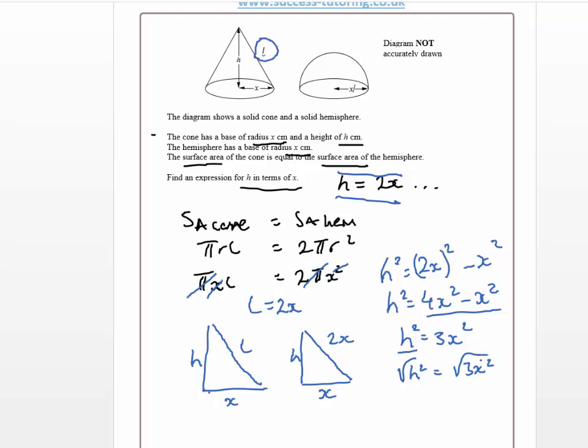So let's do that now. 3x squared. And that's going to leave me with an answer of h is equal to the square root of 3x. It's only x that's not in the square root, because previously, if you noticed, I drew an arrow, we had x squared. When you square root x squared, it will give you x. So your final answer is h equals the square root of 3 multiplied by x.